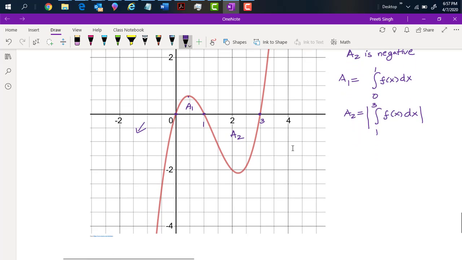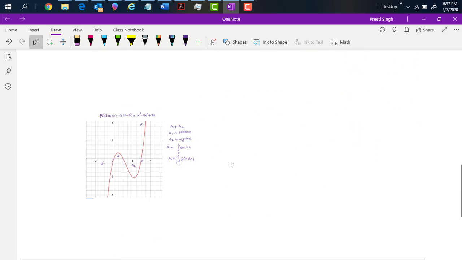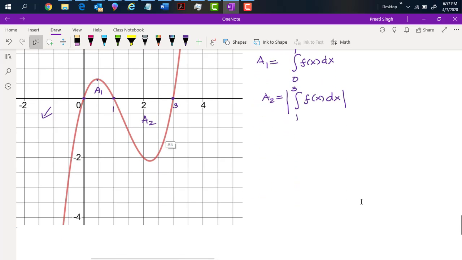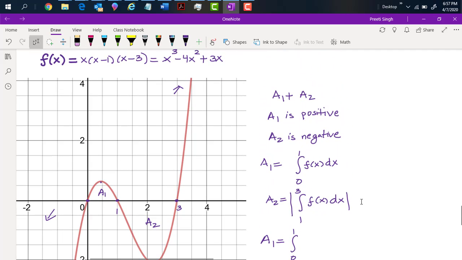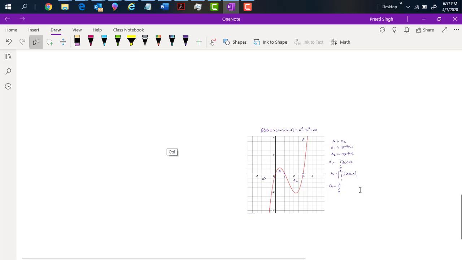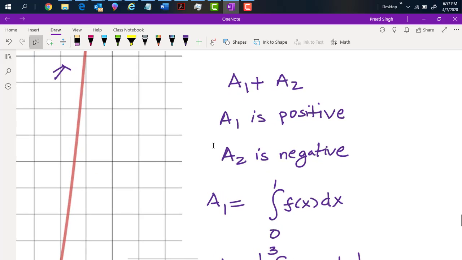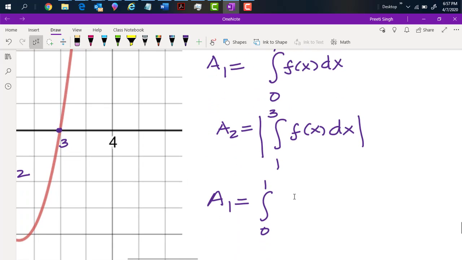So let's calculate A1 first. Let me zoom in a little bit. A1 is given by the integral from 0 to 1 of f of x dx, and I'm going to use my cubic polynomial, which is x cubed minus 4x squared plus 3x. So I'm going to write here x cubed minus 4x squared plus 3x dx.